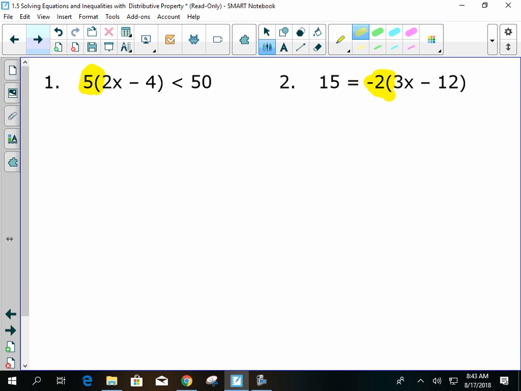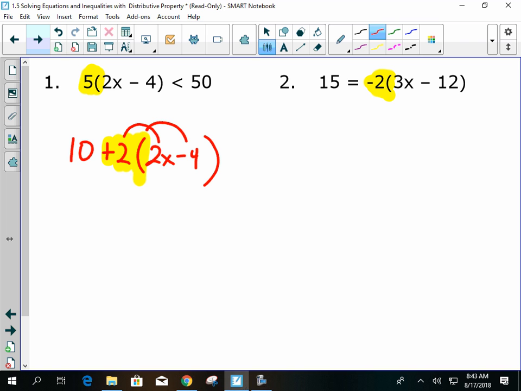Because this one you guys did 10 plus 2 times, I don't know what it was, 2x minus 4. Okay, look. Some of you were combining 10 and 2 and making this 12. No, no, no, no. The 2 is the number next to the parentheses. You cannot add before you multiply. PEMDAS. You have to distribute the 2.